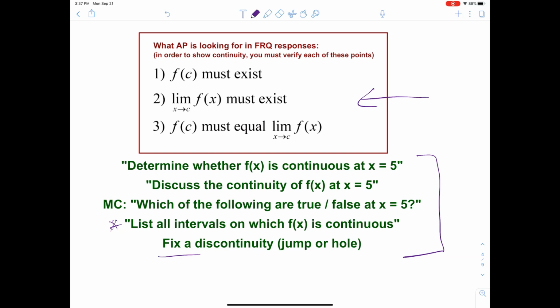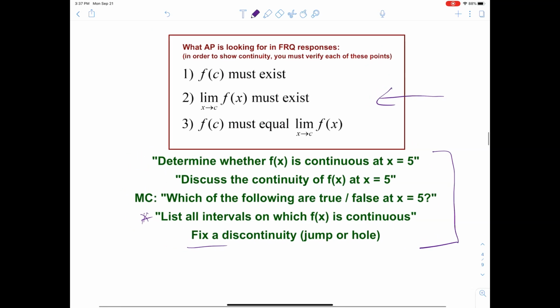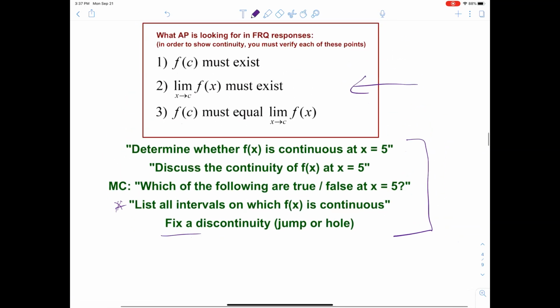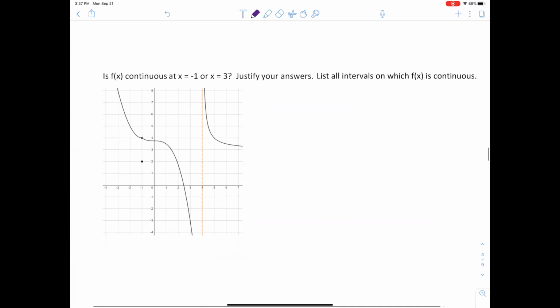So if it's a jump, you might be asked to shift the function up or down to match. Or if it's a hole, you might be asked to fill in that hole. So you're going to see some piecewise functions in here. All right, speaking of, let's look at this problem.